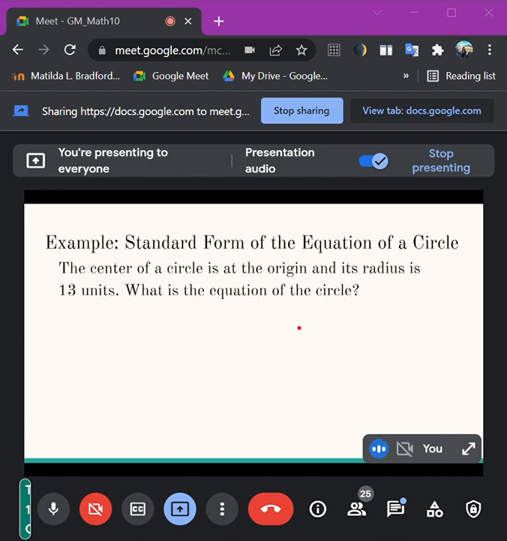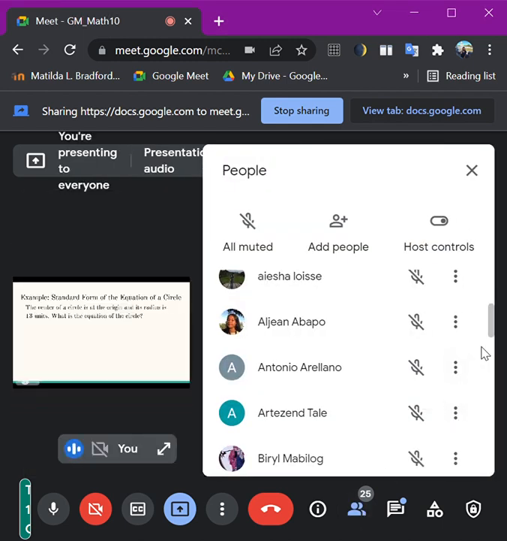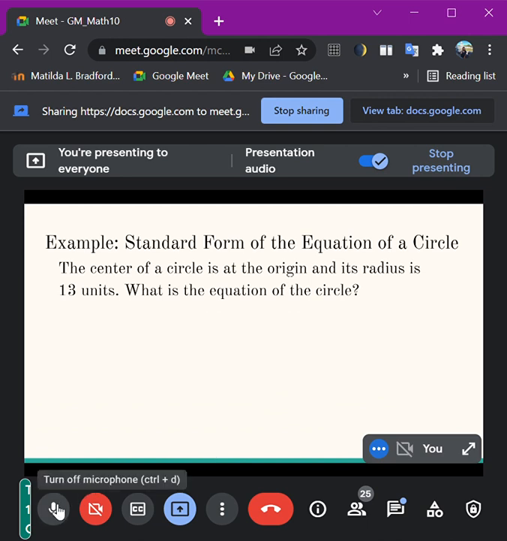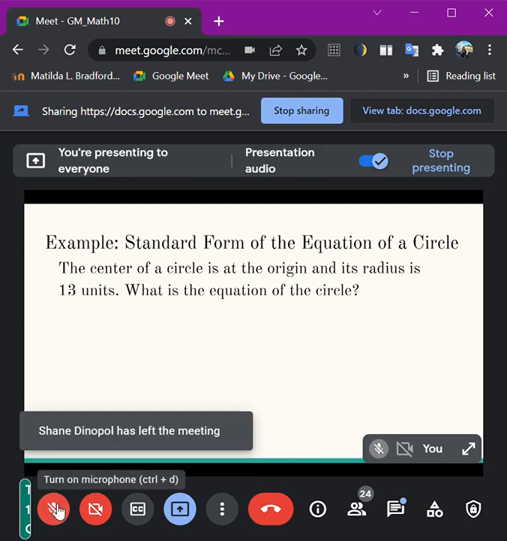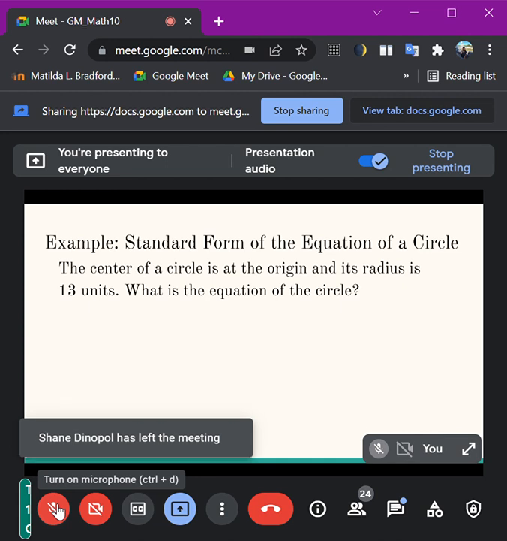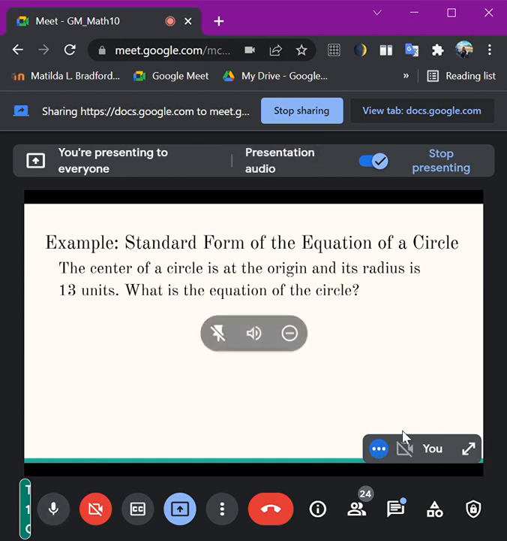So we have here, can you please read the example? Example. Standard form of the equation of a circle. If the center of a circle is at the origin and its radius is 13 units, what is the equation of the circle? Okay, so you have there ang ato ang gihatag diri kay ang center of a circle is at the origin jud. And its radius is 13 units. So how are we going to write this one into equation class?